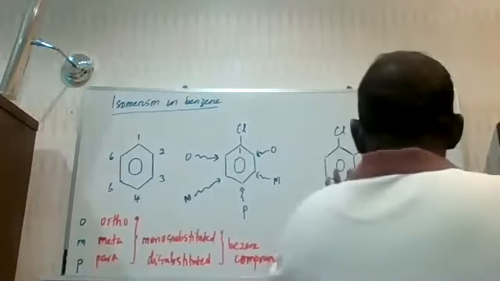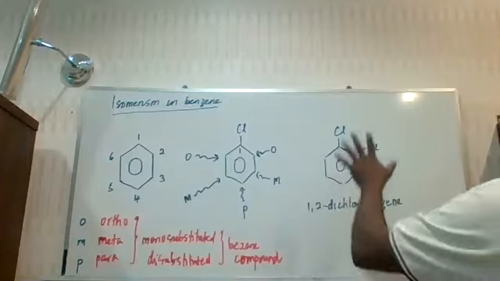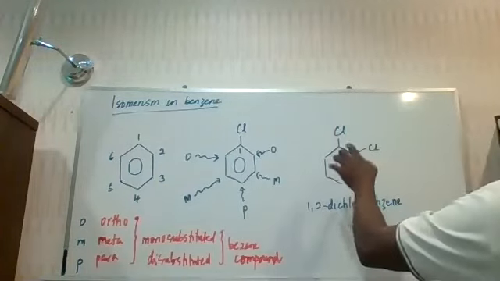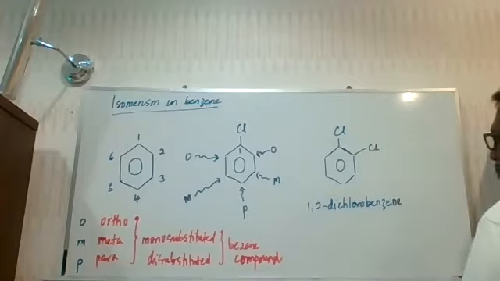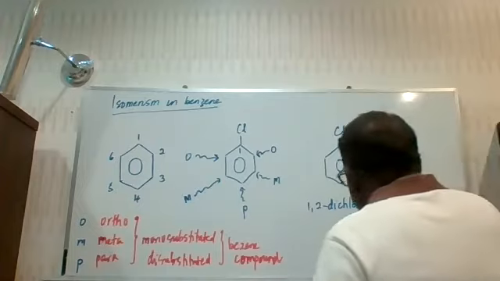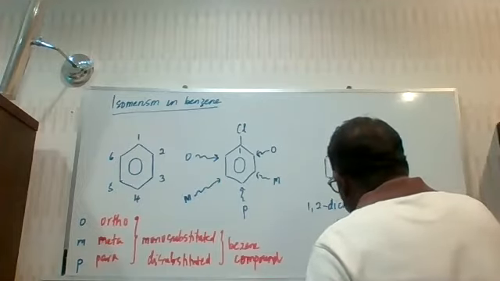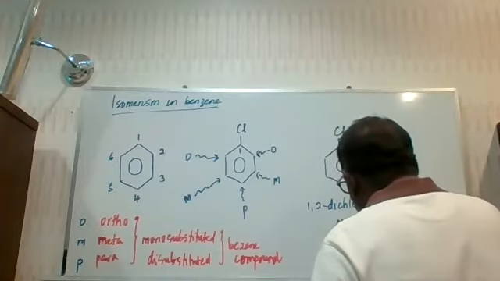Now, here it is different. Here the isomerism is due to the positioning of the substituents. This is why the substituents can also be positioned in this location.